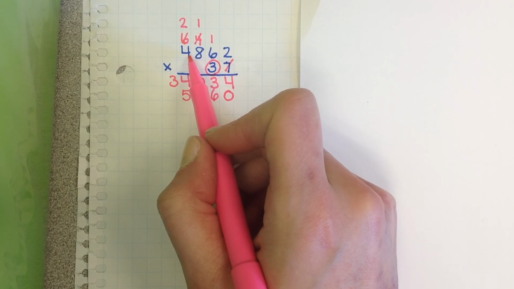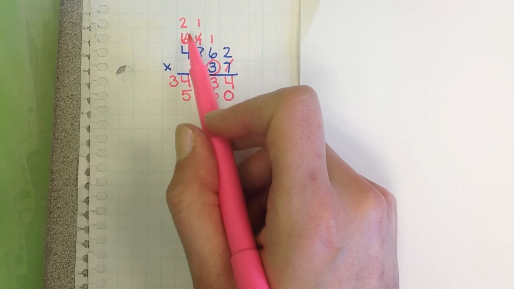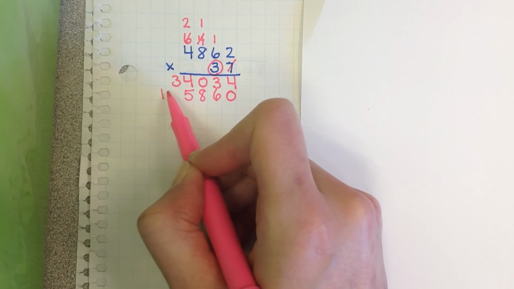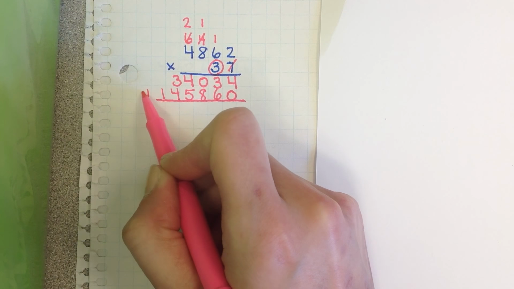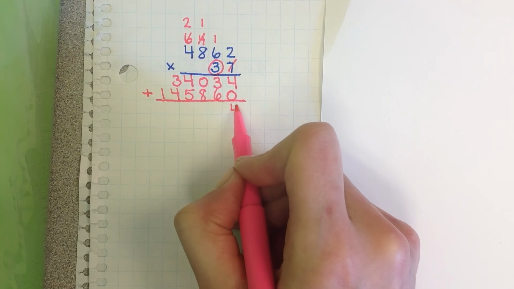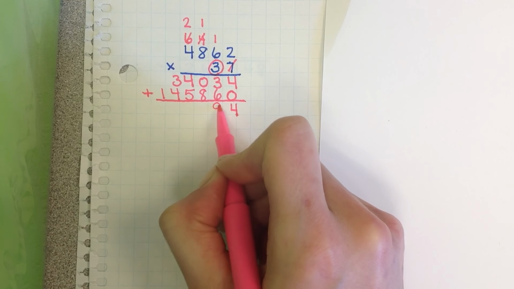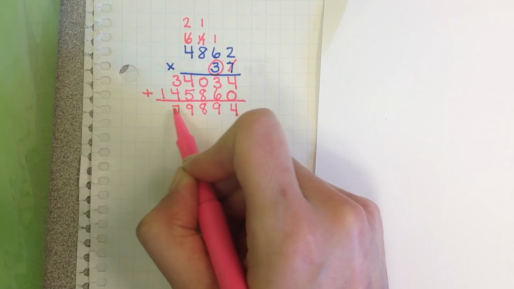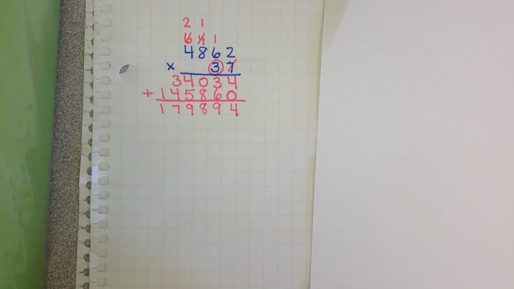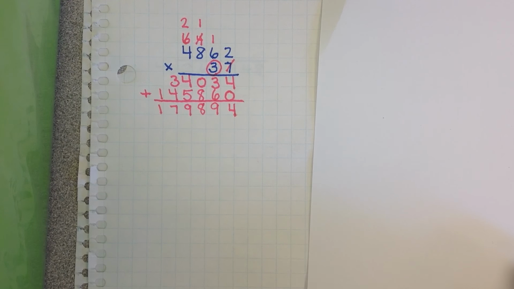3 times 4, 12, plus 2 more is 14. Now I add these up, starting in the ones place. 4, 9, 8, 9, 7, and 1. Now I'm going to give you one to try on your own.